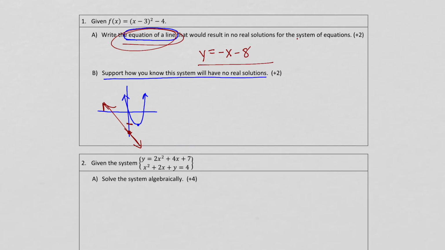So you had to know what a system of equations was. You had to know what it meant to have no real solution. And you had to know how to write an equation of a line there. All right, and you could have supported either visually or written it out into words.